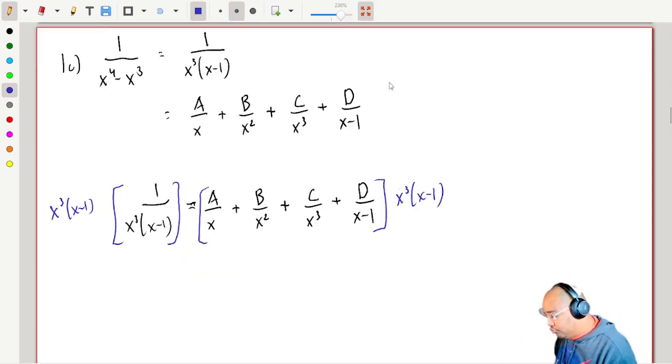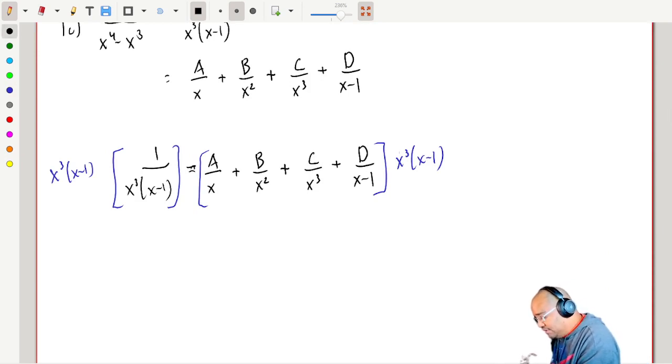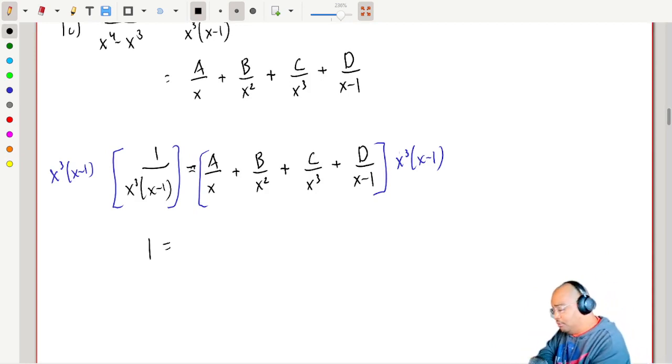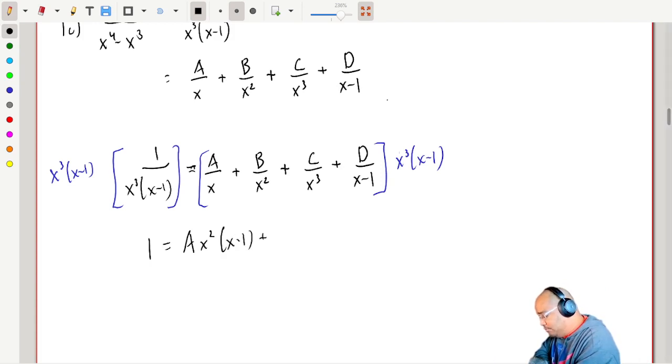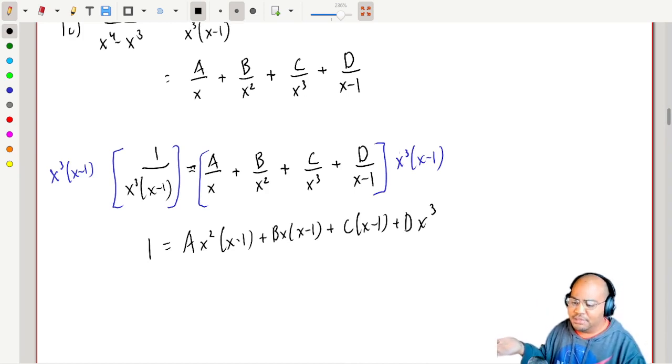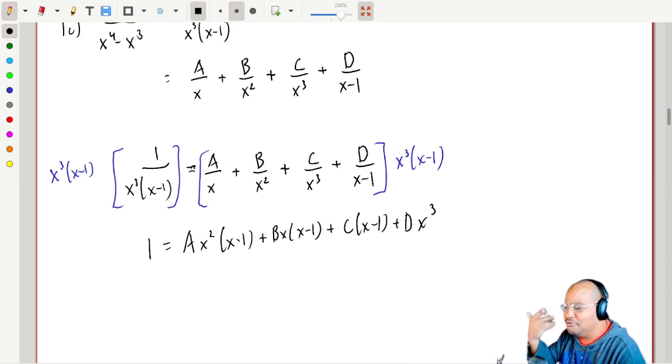When we do this, on the left-hand side, we get a 1. And on the right, after you've done all the multiplications, you'll have a times x squared times x minus 1 plus b times x minus 1 plus c times x minus 1 plus d times x cubed. Again, this was part of a recipe. Now notice that this is 4 things, but I only really have 2 factors to work with. So the clever substitution thing can still work. You just have to work a little harder for it.